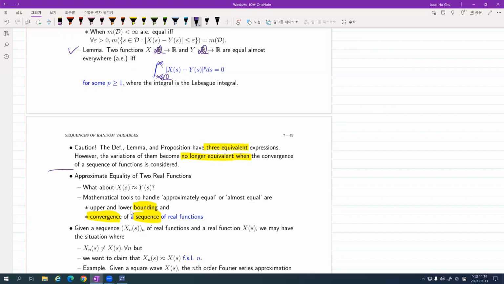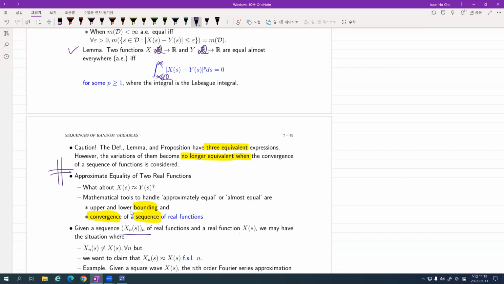So from here, we are going to talk about approximate equality of two real functions. To precisely discuss that kind of engineering or real-world argument mathematically, we usually construct a sequence of functions and show the convergence of the sequence to the target function, called the limit function. Got it?